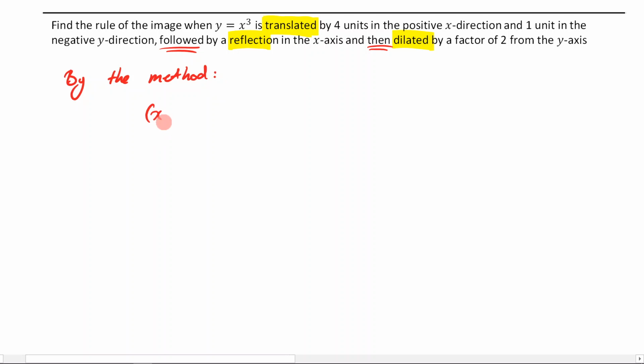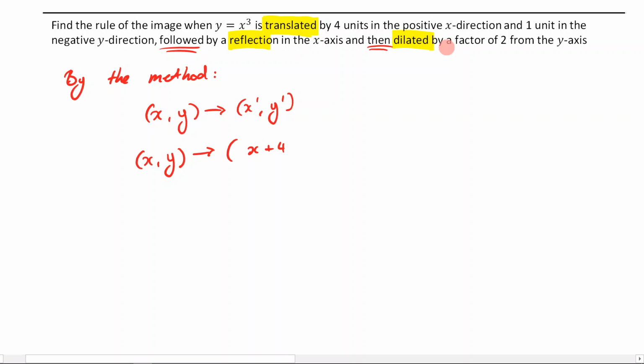So we begin by writing out this. Rewriting it. And now it's very important that we follow the sequence that we're given here. So the first thing that happens is 4 units in the positive x direction. So I'm going to get x plus 4. Let me just deal with the x's first. And then it says followed by a reflection in the x-axis, so I don't have to worry about that, dilated by a factor of 2 from the y.